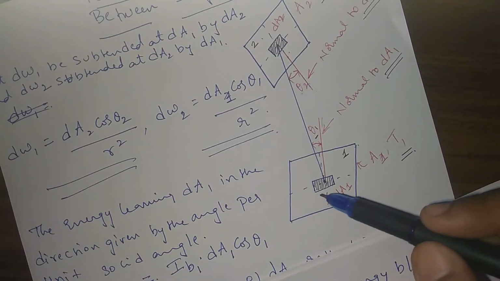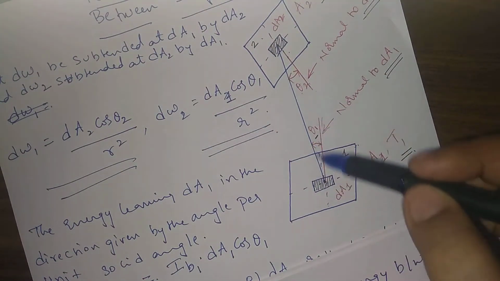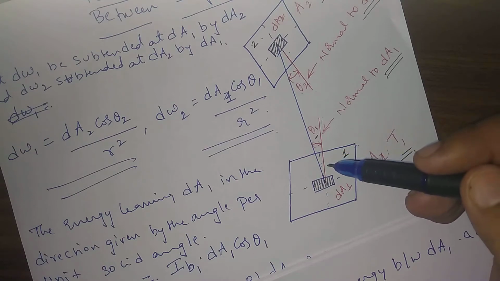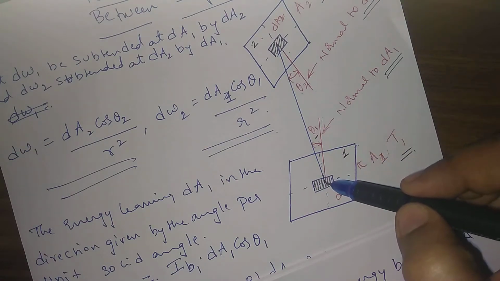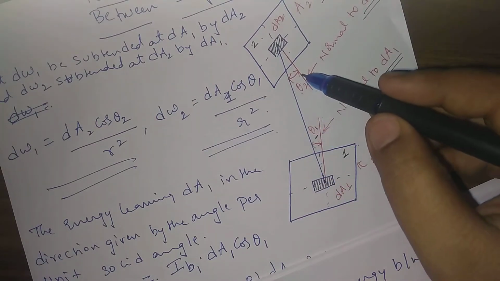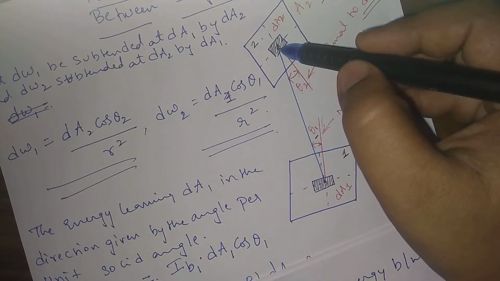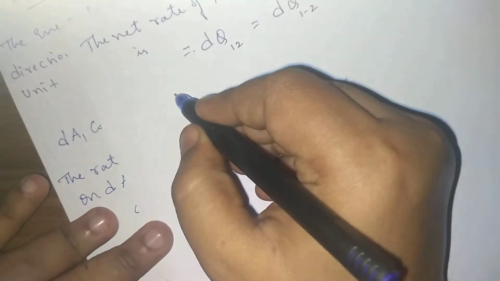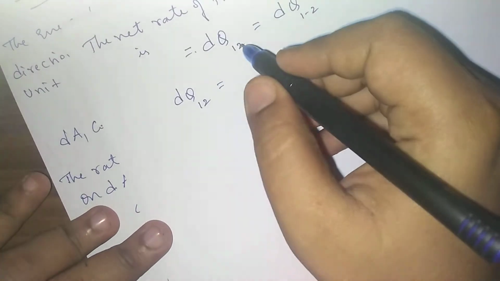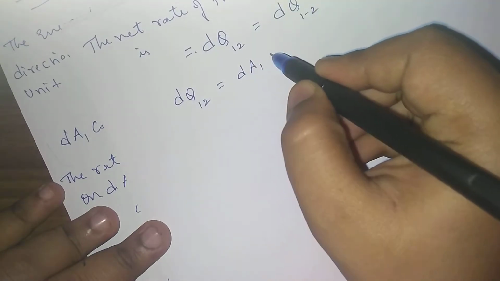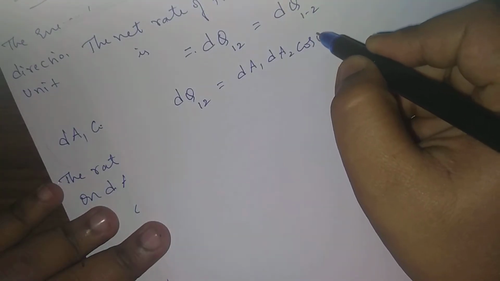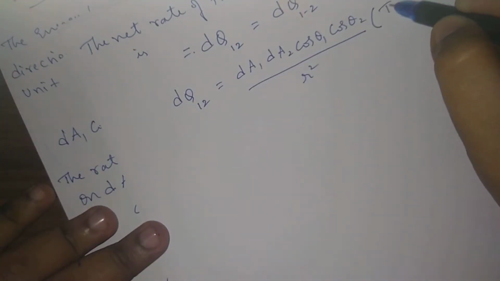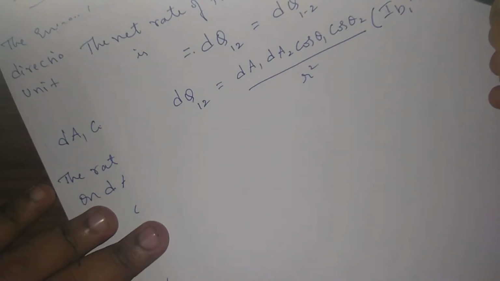So here if you observe, this body is emitting and also this body is absorbing radiation, correct? Suppose you consider 1 to 2, what is the net radiant heat exchange that is happening if you want to calculate? This body is emitting radiation and also absorbing radiation. Similarly, this also emits and absorbs radiation. So finally, dQ12 is equal to dA1 dA2 cos theta 1 cos theta 2 divided by r square times IB1 minus IB2.